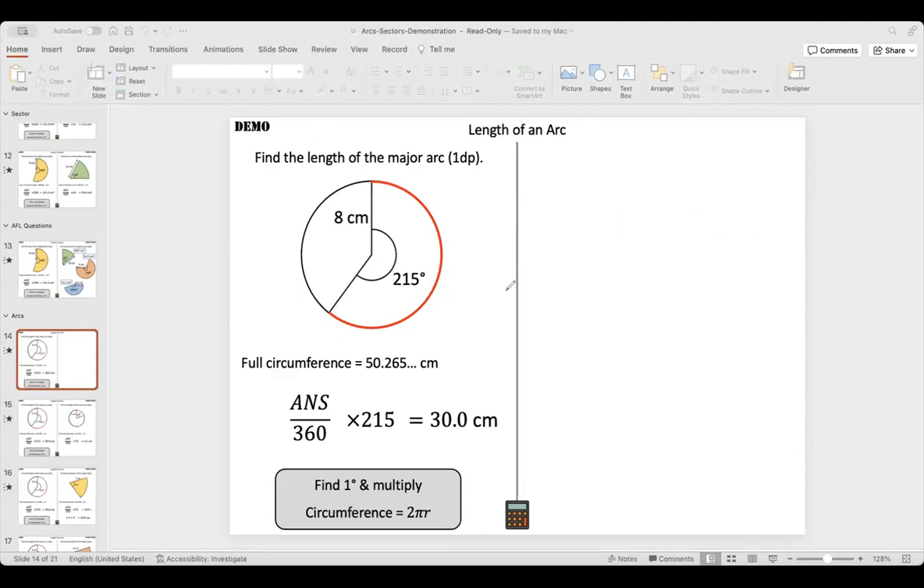So you now take a fraction of it. That's 215 divided by 360, then you multiply by 50.262. That gives you 30.01. That is how to find it. It's similar to what you do when you're finding the area of a sector.